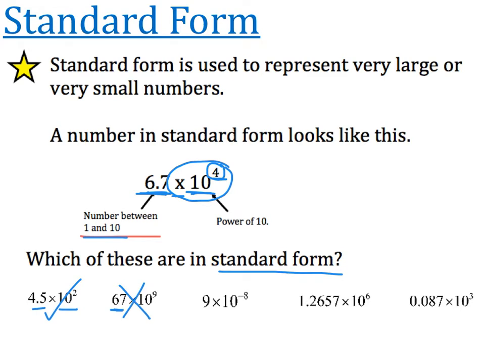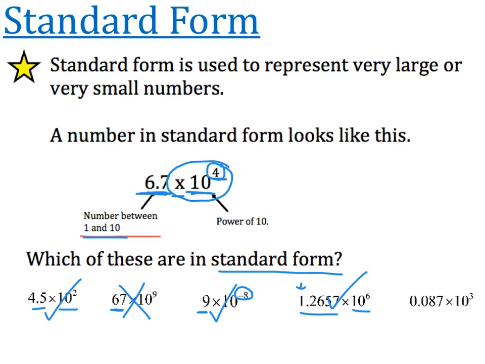What about this next one? We've got 9 times by 10 to the power of minus 8. It doesn't look exactly like the example that we were looking at. It has a negative, but that is absolutely fine. 9 is a number between 1 and 10, and then we have times by 10 to the power. So that is absolutely fine. All right, moving on to the fourth example, we've got 1.2657 times by 10 to the power of 6. The power looks absolutely great. And what about this number here, 1.2657? That is definitely between 1 and 10. It starts with a 1 right there. So yeah, that one's good as well.